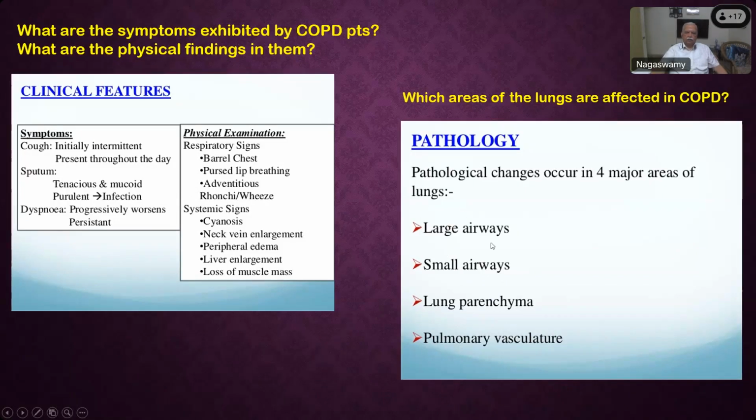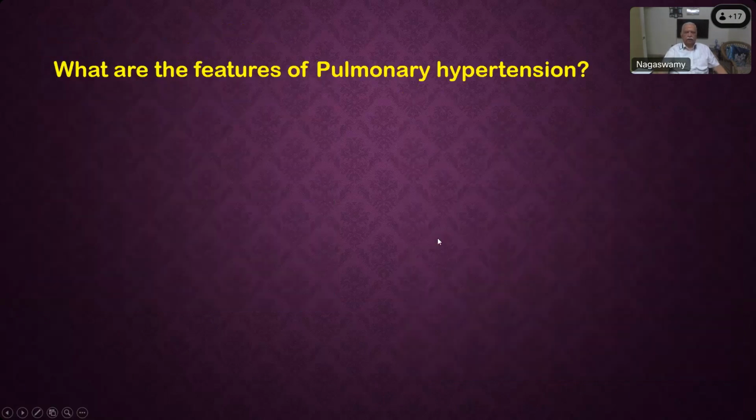Large airways are affected later on, only at the very late stages. In the initial stages, it will be medium and small airways and lung parenchyma. This will lead on to affect the pulmonary vasculature, producing pulmonary hypertension. This will later spread to the larger airways in a very chronic case.